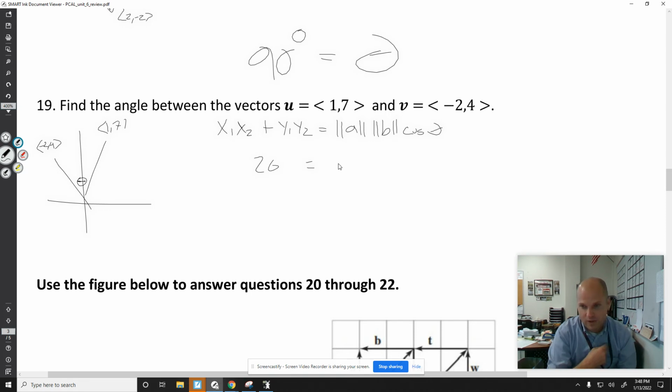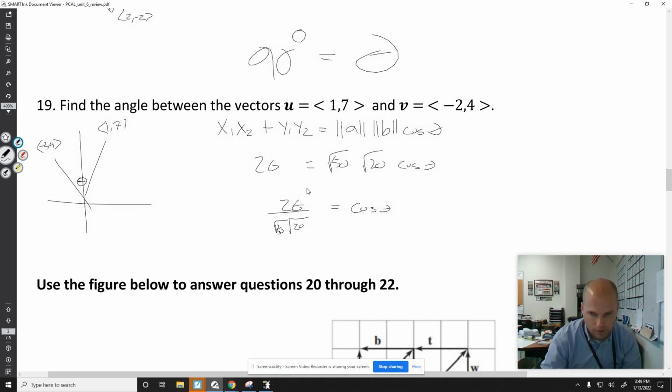And then magnitude of A. Let's find the magnitude of A. It's 49 plus 1 is 50, so this is root 50. The magnitude of B is 4 plus 16, which is 20, so that's root 20. Cosine theta. Solve for cosine theta. I got 26. Oh, that's right. Yep. Over root 50, root 20, which is root 1,000, I think. And then I'll take the cos inverse of both sides.